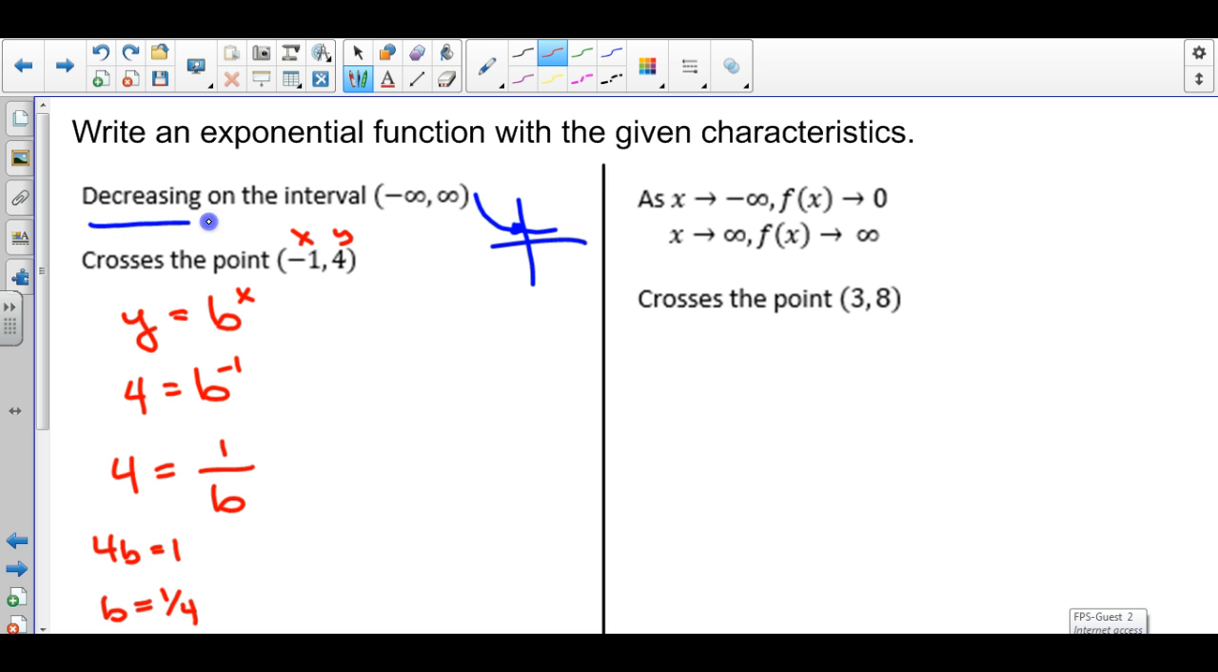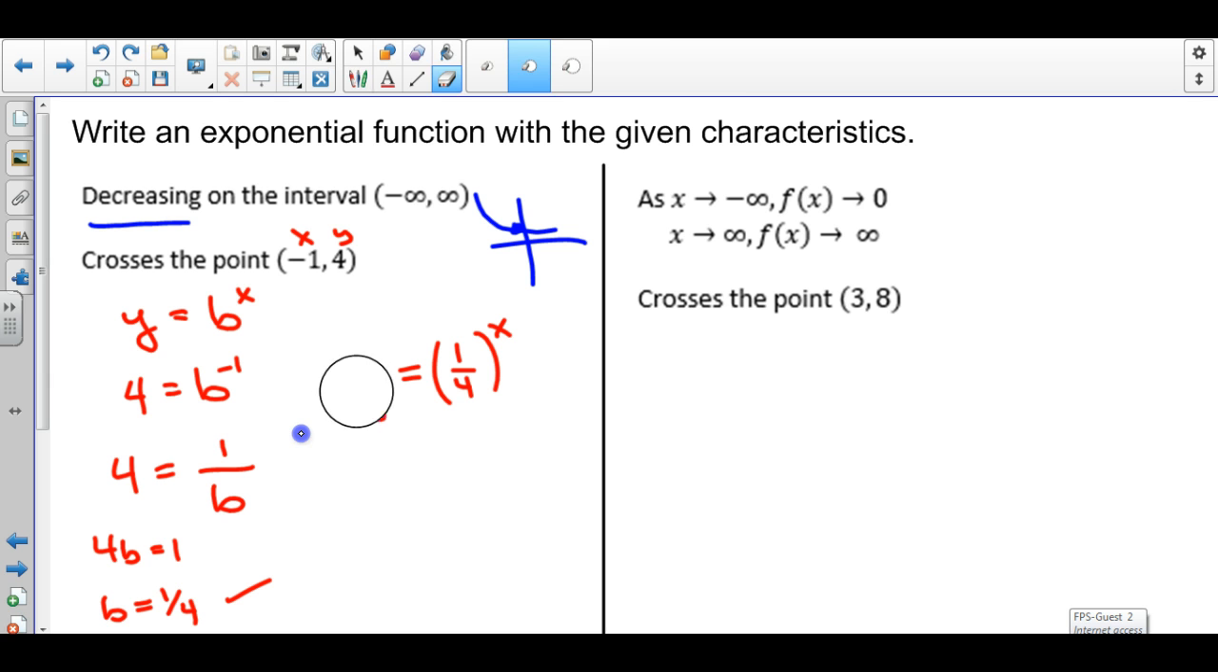So the fact that it's decreasing on this interval and crossed through this point told me that it had to be a decay function, which means your base number would be between 0 and 1. So the fact that our base number is 1/4 is perfect. The last step is to really just write the equation. And so it's y equals 1/4 raised to the x power. And if it said write an actual function, I should be really picky about this. I'm going to write this as f of x so that it is in function notation. And I'll do the same thing for the next one too.